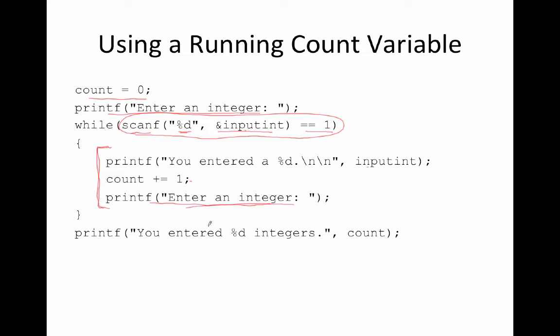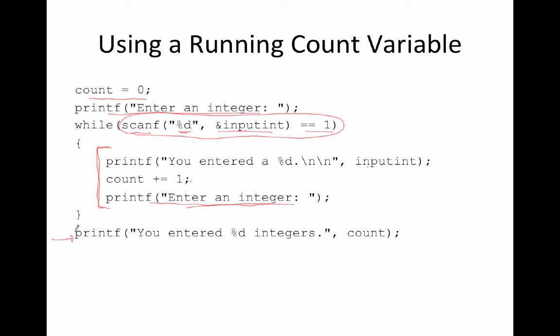And we keep going as long as the user's typing in integers, and therefore the scanf function is able to read these integers into the variable inputInt, and the scanf function will keep returning 1. So when the user finally does not enter an integer and the scanf function returns 0 because it's able to successfully read 0 things in, that will get us out of the loop and will print the value of count: "you entered" and then however many integers.